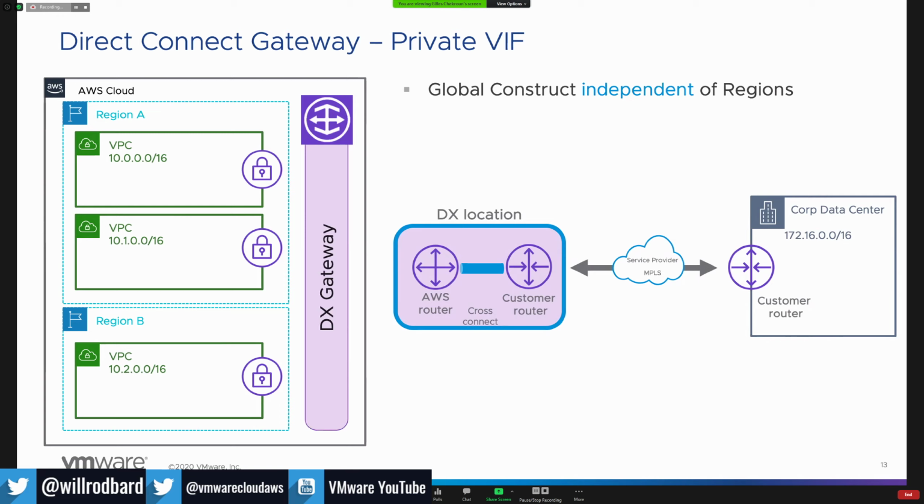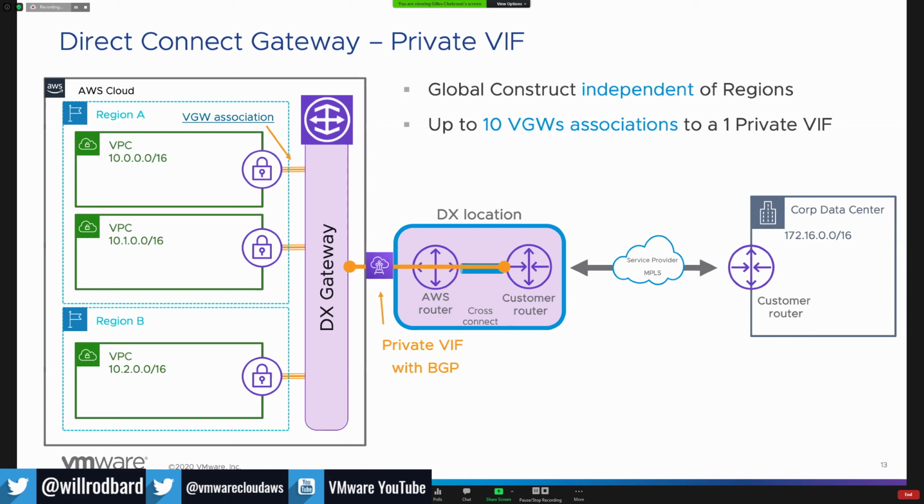Okay, you create a Direct Connect gateway, it ends up in AWS cloud, not in a specific region, not in a specific VPC. It's just a global construct. Now we can connect up to 10 VPCs to that Direct Connect gateway with something called VGW association. So we have VGW association up to 10 per Direct Connect gateway. And then we connect a private VIF. So one private VIF can talk to 10 VPCs in that scenario.